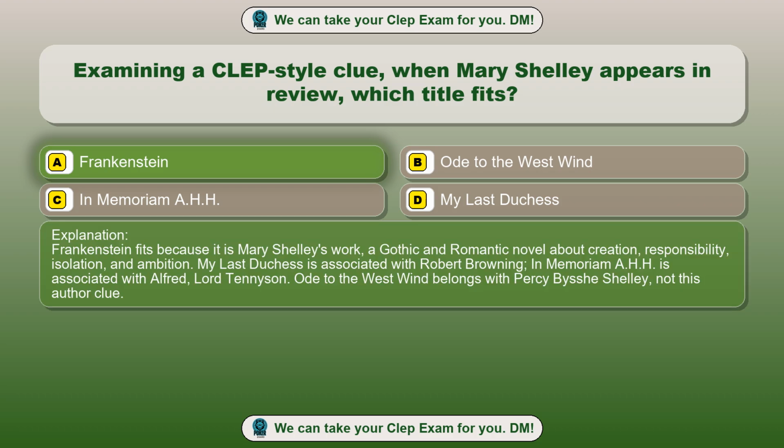Frankenstein fits because it is Mary Shelley's work, a Gothic and romantic novel about creation, responsibility, isolation, and ambition. My Last Duchess is associated with Robert Browning, In Memoriam A.H.H. is associated with Alfred, Lord Tennyson. Ode to the West Wind belongs with Percy Bysshe Shelley, not this author clue.